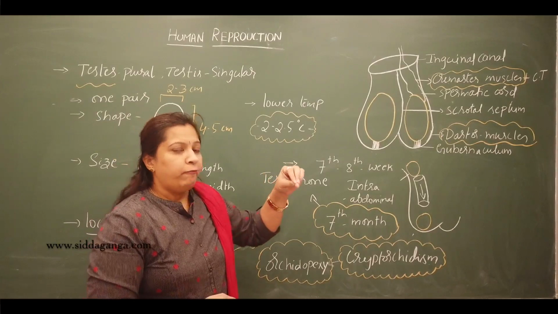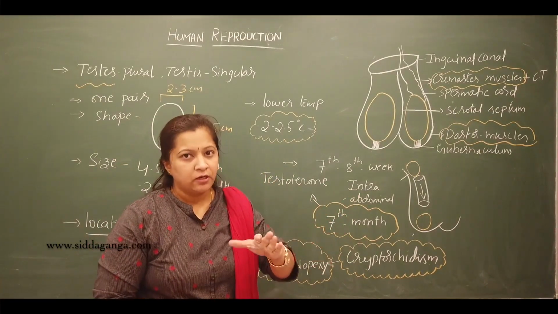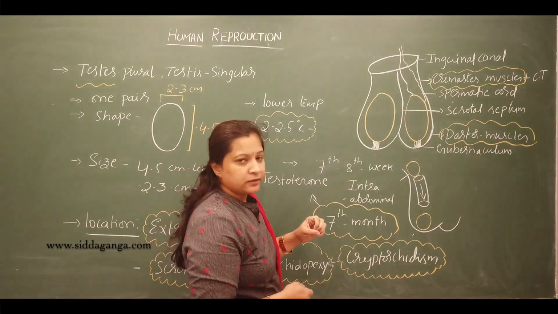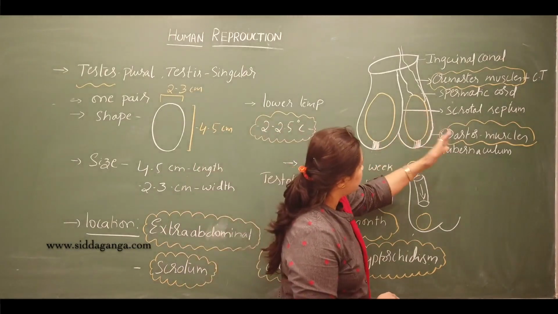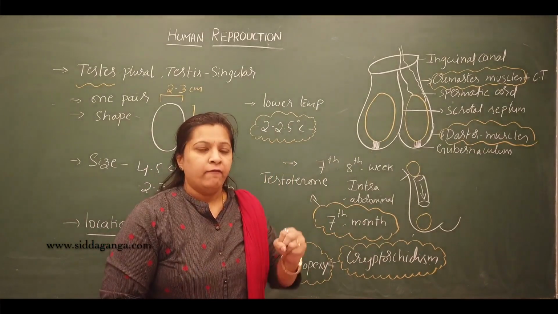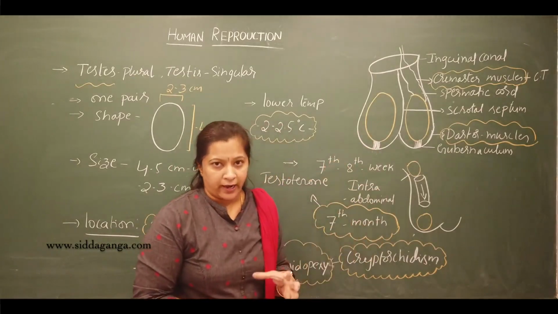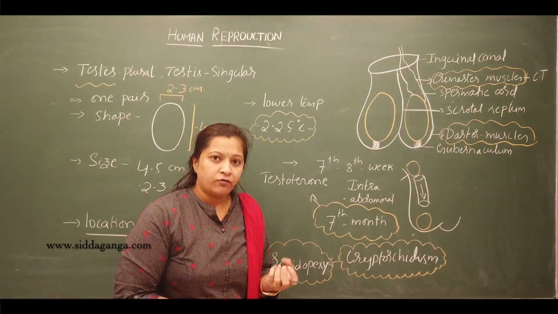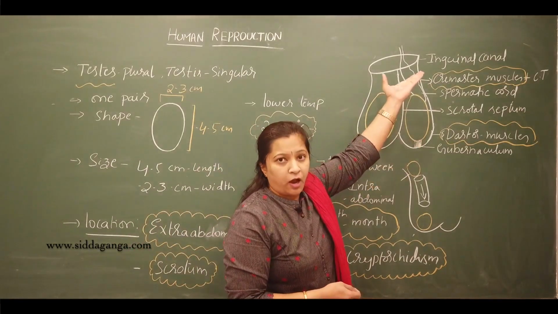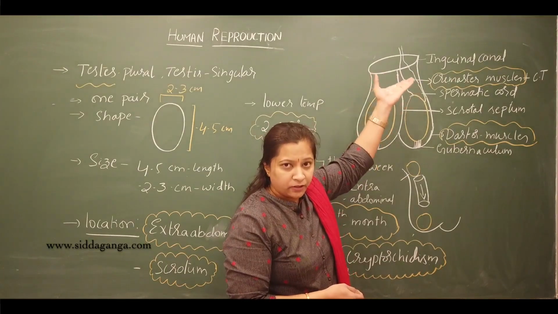Okay, see, whenever the outside environment temperature is low, what happens? The cremaster muscles as well as the Dartos muscles will contract. Whenever the outside temperature is low, these two muscles will contract. The contraction of the muscles will bring the testes closer to the abdomen, so that they absorb the heat from the body and get the warmth.